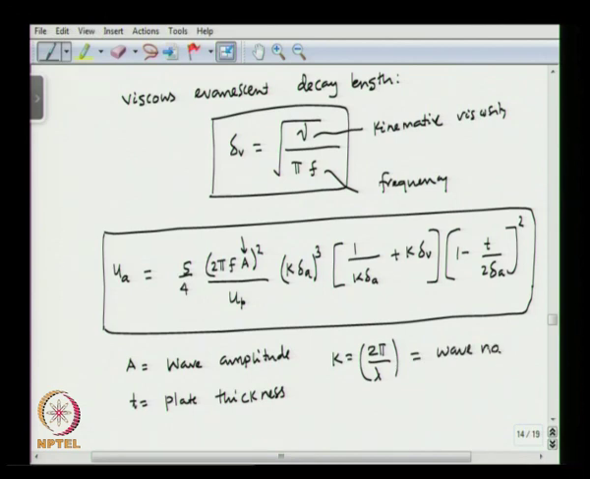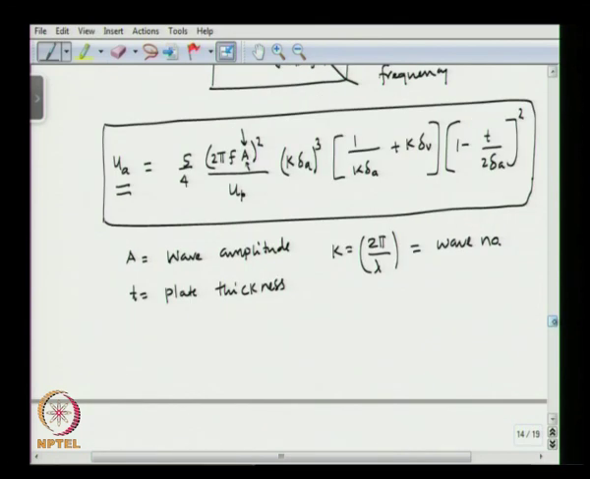What we see here is that the acoustic streaming velocity ua varies as the square of the wave amplitude, and this amplitude would depend on the configuration of the electrode. So, depending on the geometry of the interdigitated pairs of electrodes, the amplitude will vary.